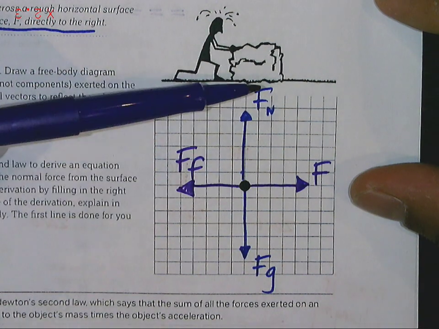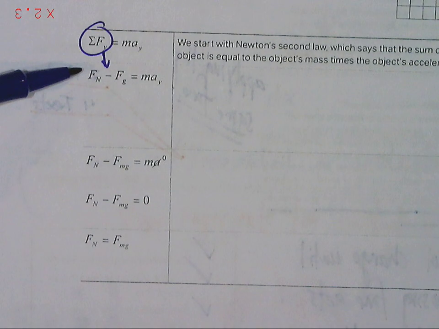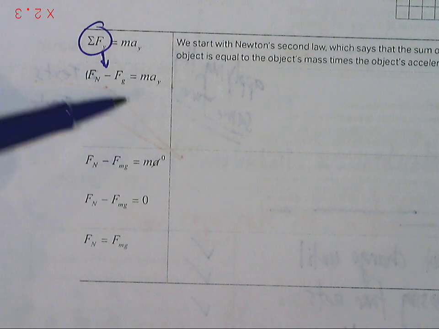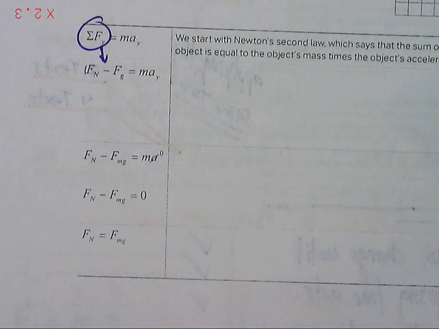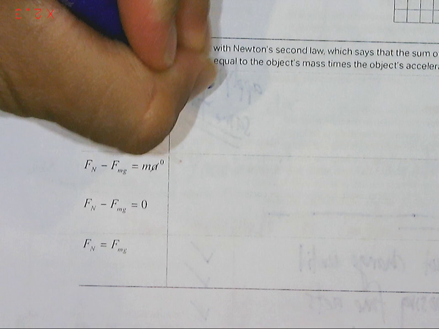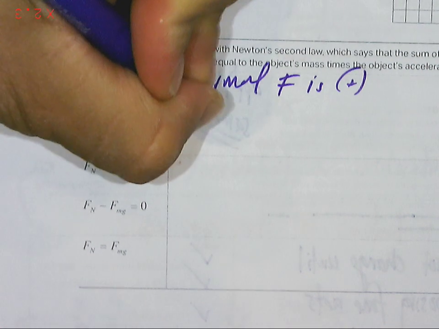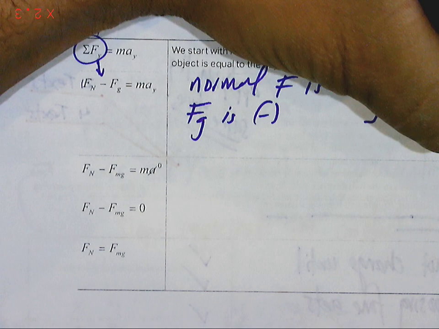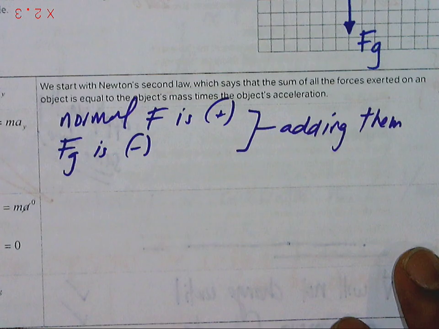And so if we consider that my y-axis just has a positive normal force and a negative force of gravity, as indicated here, I'm adding these together, and that's going to equal my mass times acceleration in the y. Here we've annotated normal force is positive, force of gravity is negative, adding them to represent the sum of forces. That's literally all we're doing, just adding them to represent that sum of forces.